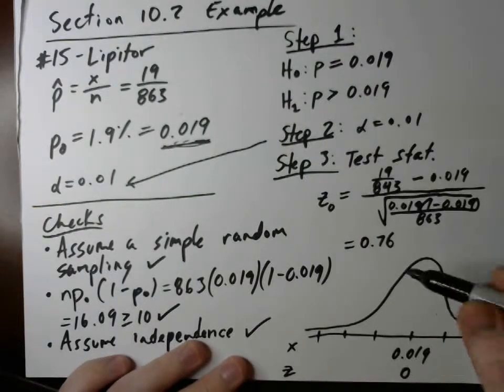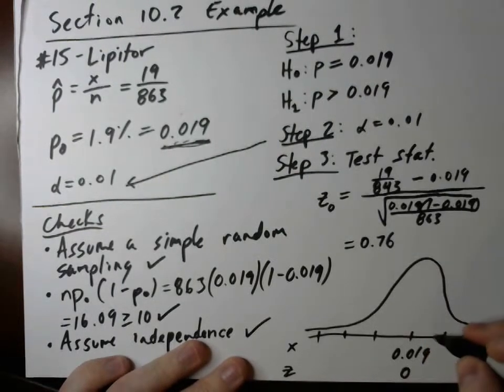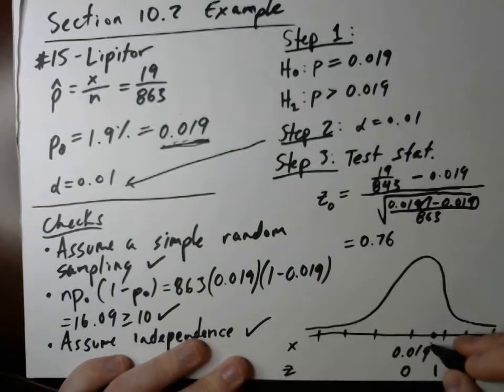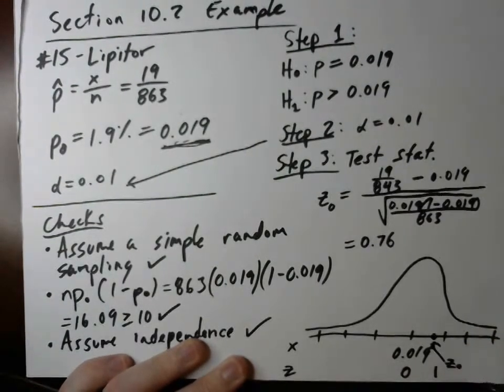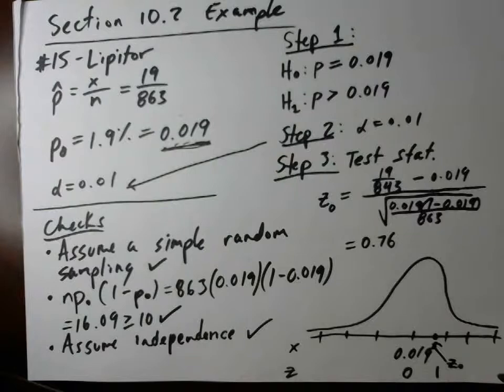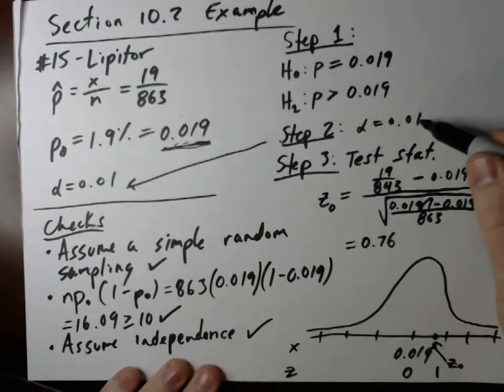So we got 0.76. That's less than 1 standard deviation above, about 3/4 of the way up here. So we would expect Z0 to be right here. That's our test statistic. Now we need to figure out whether we're close enough to the tail or not. And that's where the alpha equals 0.01 comes into play.